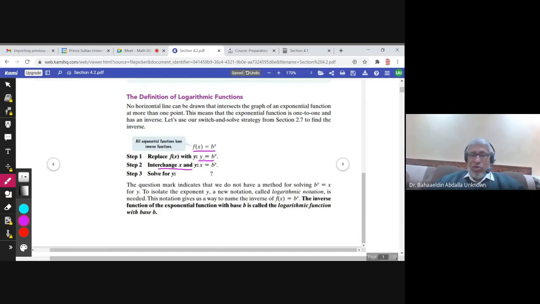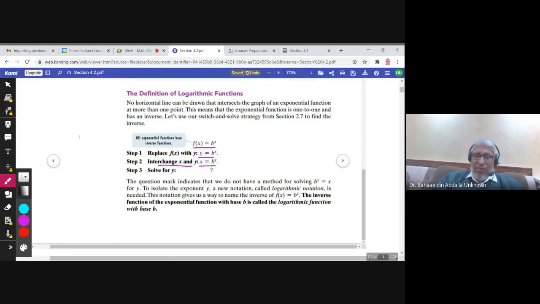And now we need to solve this equation for y. But the question is, how do we solve it for y? How can we bring y down? We don't have any property. We did not study anything like this that enables us to bring y down. So we will need a definition. So we will define a function.